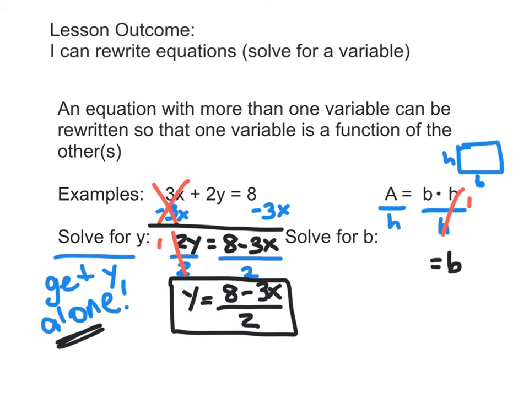When we do so, we have the area of that figure divided by the height, and it equals b. This is our final answer. We have solved for b. The base of this rectangle right here will equal whatever the area of the rectangle is divided by the height.